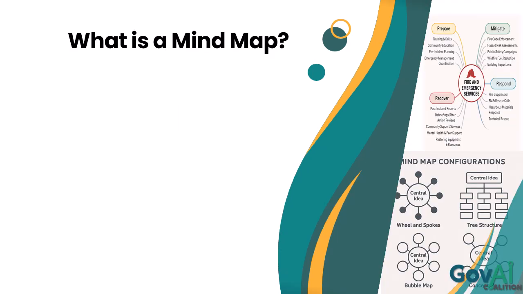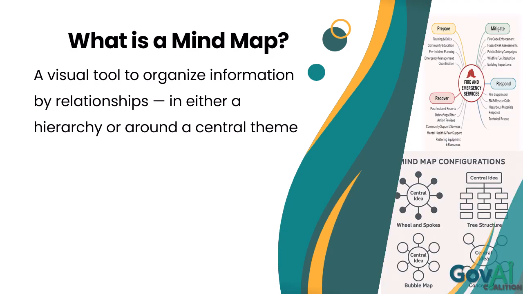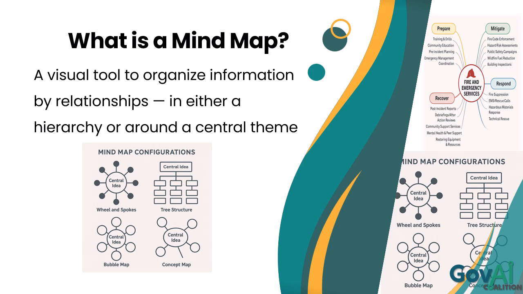What is a mind map? A mind map is a visual tool that organizes information based on relationships. It can be structured as a hierarchy, like an org chart, or a radial diagram with a central idea and related subtopics. Mind mapping is helpful when analyzing a single document or finding connections across multiple documents.